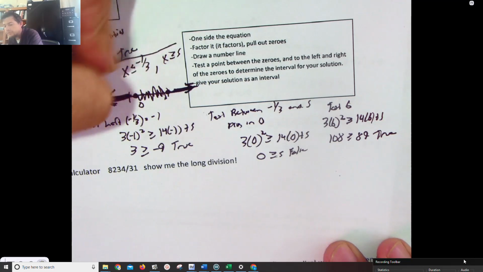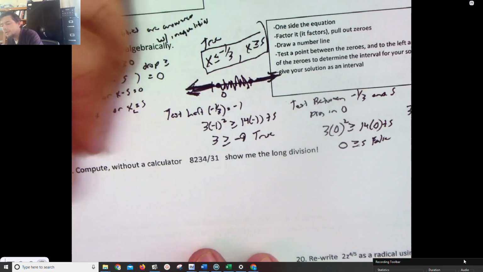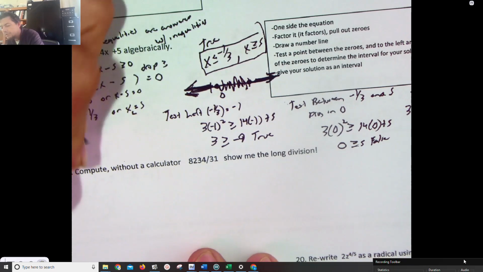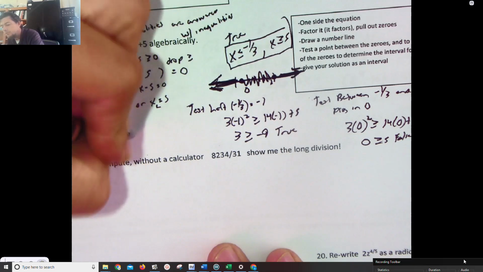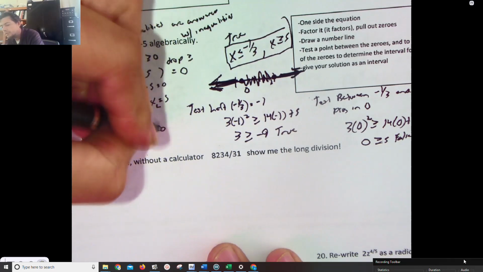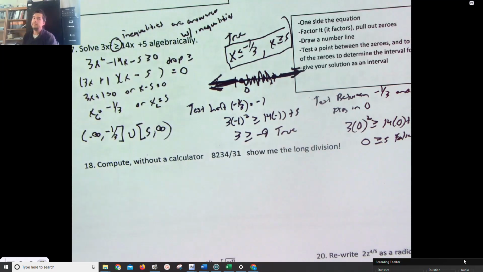That's one way of answering this, but this is the solution set. I like interval notation. I would love to see you write negative infinity to negative 1/3 with a bracket, union with 5 to infinity, bracket on the 5.